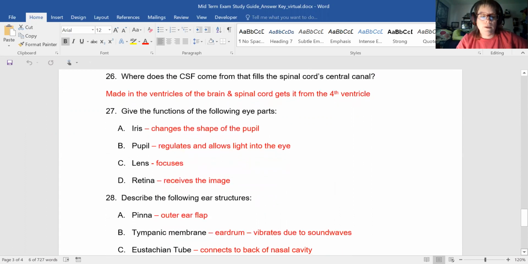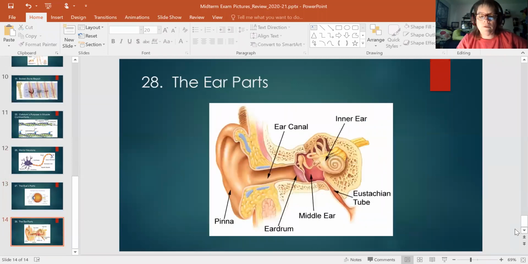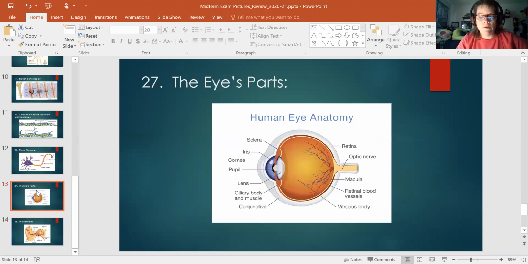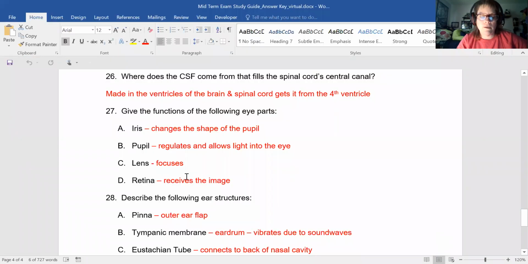All right, 27 and 28 deal with the eye and the ear. So the eye parts you need to know for 27. There is a picture of the eye, and I'm going to show you these 2, and then this will be the last time I flip over to this PowerPoint. But you will have a picture similar to this, just to kind of use as reference, and then a picture similar to this for the ear. So these will be on the exam, just to help you visually, so you can kind of see it. Maybe that would help with answering, but really you're just looking at the functions or descriptions I have here.